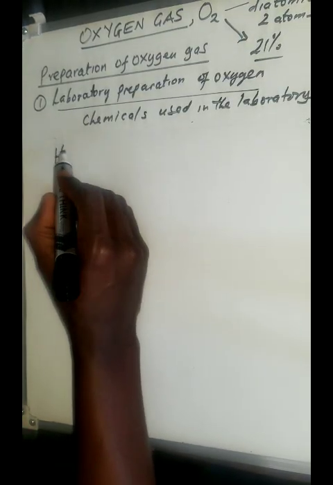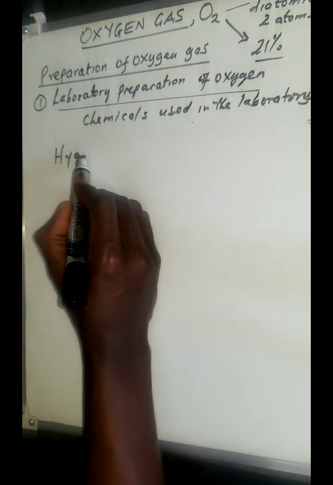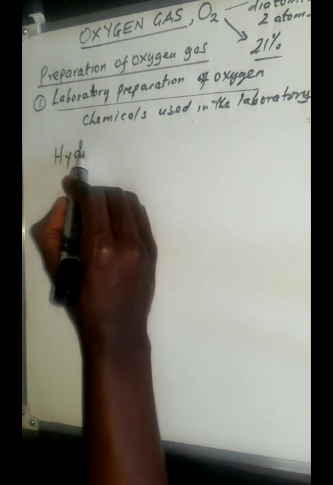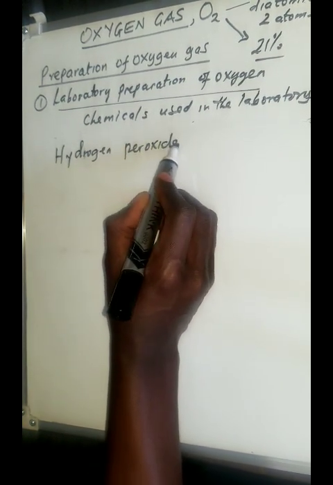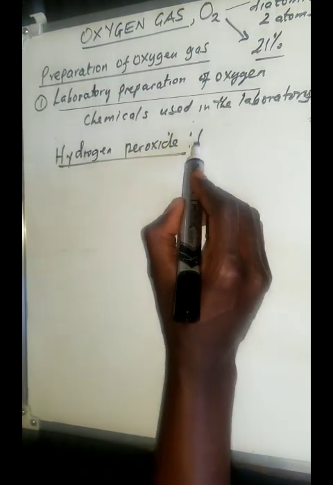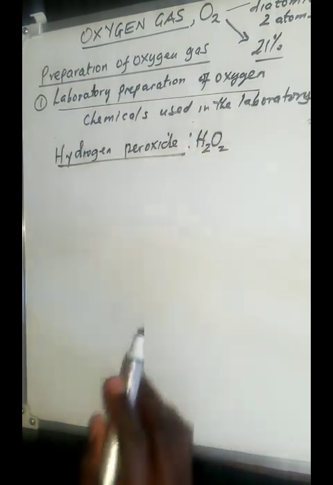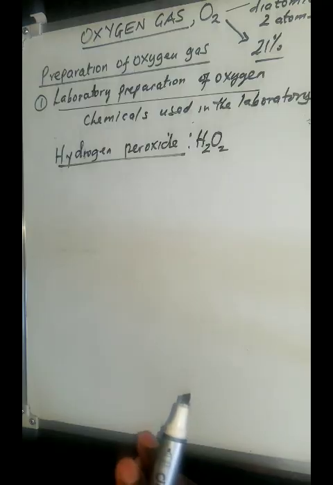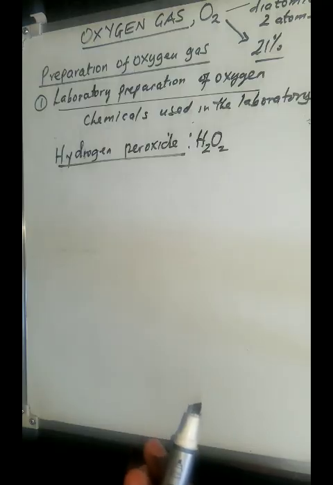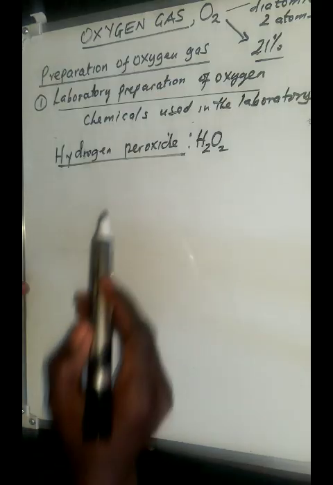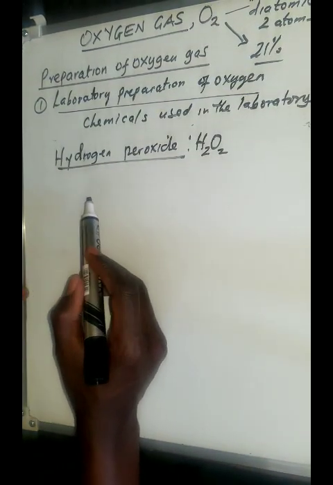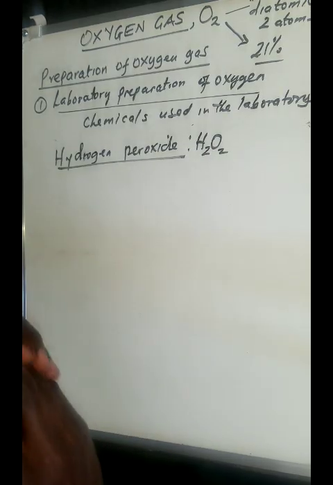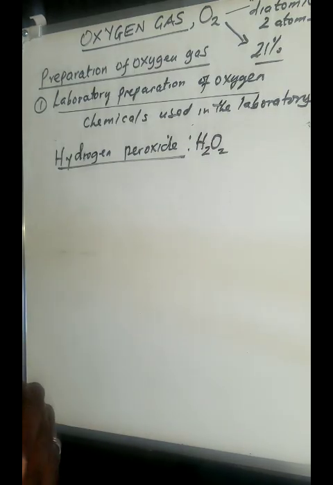So it is possible to also prepare oxygen using hydrogen peroxide. So how is this carried out? Again, you are going to use a catalyst, and the catalyst that we use, manganese(IV) oxide, is actually the best catalyst in the preparation of oxygen using hydrogen peroxide. So a hydrogen peroxide solution is reacted with manganese oxide as a catalyst.